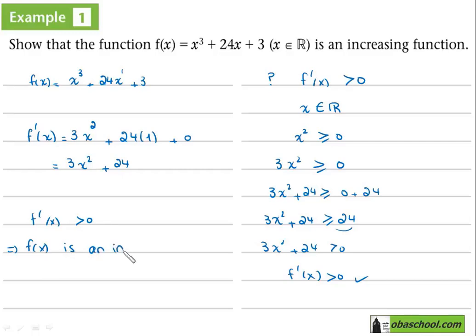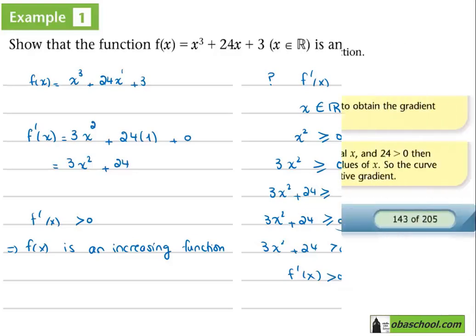Another way is to say 3x squared is positive and the 24 is positive, thus adding two positive values will produce a positive result which is greater than 0, or you can do this detailed part in order to prove your answer further. Look at the comment in the book.